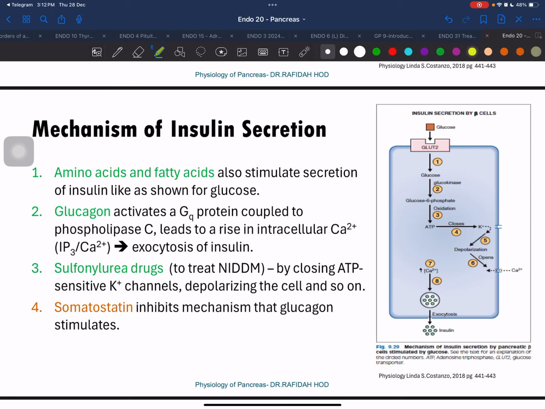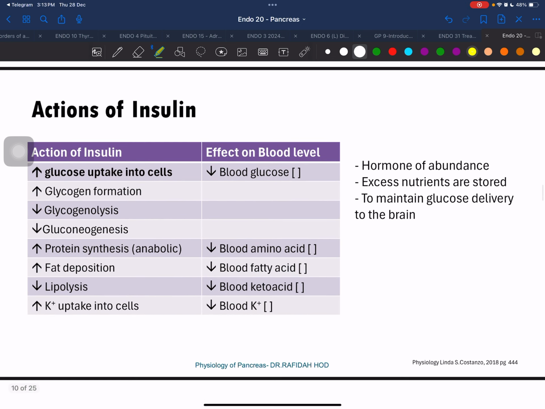Okay, actions of this insulin. So just now, with high glucose, you get the insulin being secreted. So now, what are the actions of insulin? It will increase the glucose uptake into cells. It is produced when there is high glucose in the blood. So when there is high glucose in the blood and insulin comes into the blood circulation, it pushes all the glucose into the cells. So in the end there will be low blood glucose. That's the aim of this insulin.